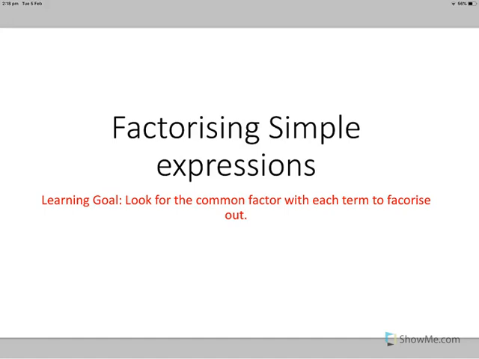Okay, so this lesson is on factorising simple expressions. I think some of you might be really good at this, and that's okay. All we're doing is looking for a common factor in each term to factorise out. Now, sometimes the common factor may include numbers and letters, so I mean pronumerals. So have a look at that.